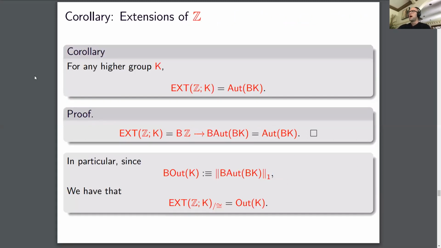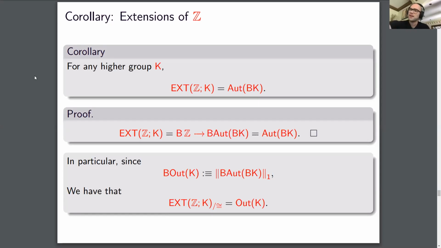Okay. And another simple application, which we just spit out, is classifying extensions of the integers. So really easy. For any higher group K, extensions of the integers is just the automorphism 2-group or automorphism higher group of K, in other words, Aut BK. And the reason is because BZ is the free higher group. So extensions of Z by K are higher group homomorphisms from BZ to Aut BK, but that's just Aut BK.